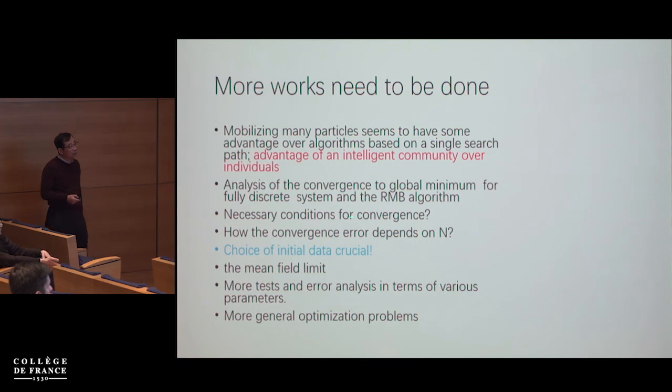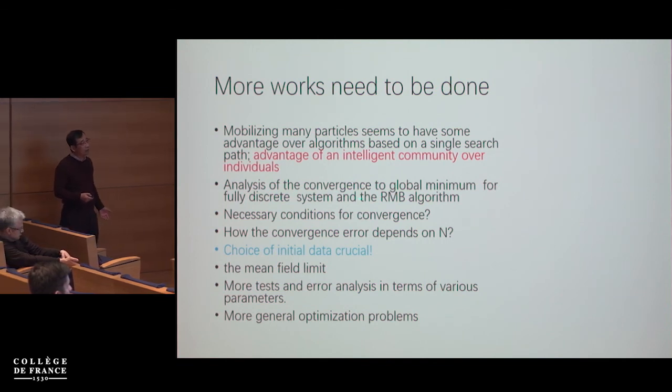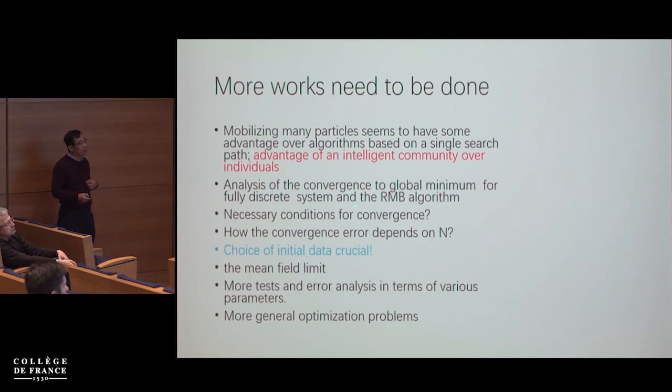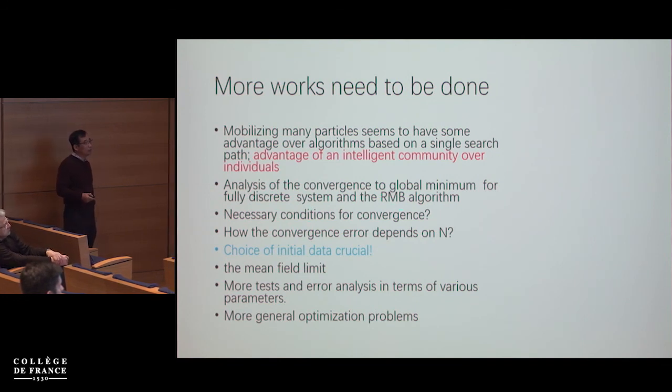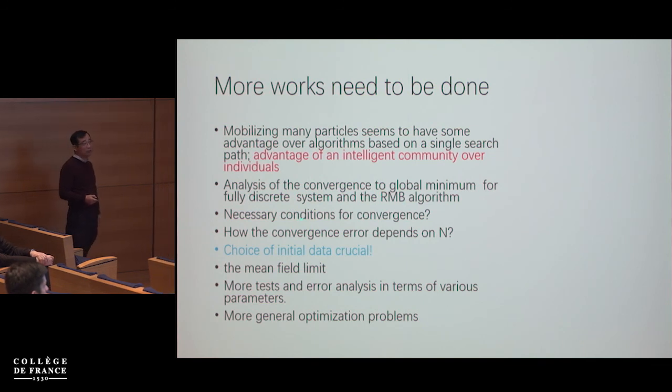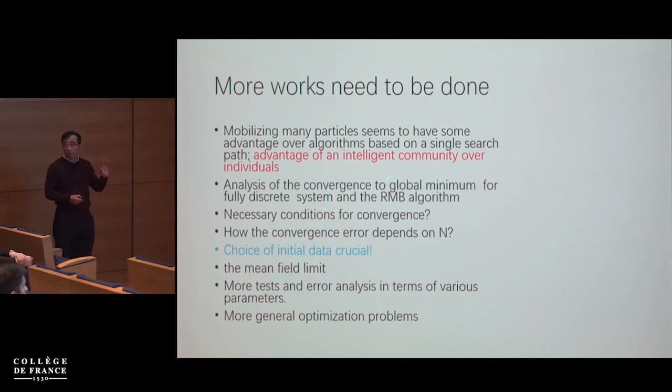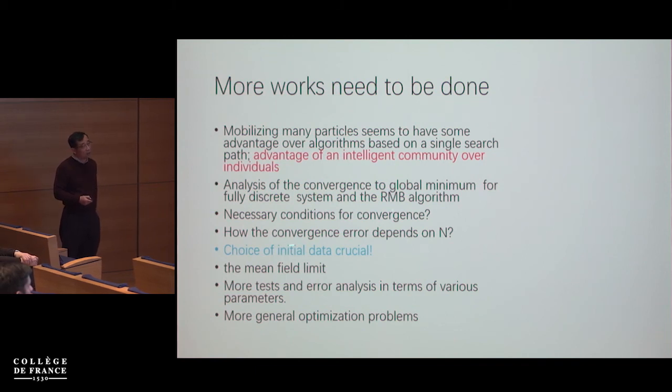Of course, there are a lot of interesting analyses that need to be done. For example, for the fully discrete system and this random batch method, we haven't done any analysis. Also, for convergence, we have sufficient conditions, but they are not necessary. We tried some other parameters which do not satisfy the conditions, and they still work sometimes. Another important convergence analysis: we do not have convergence in n, so the best choice of n is not known. Also, the initial data is very crucial. That's probably the biggest disadvantage of the method. You need good initial data.